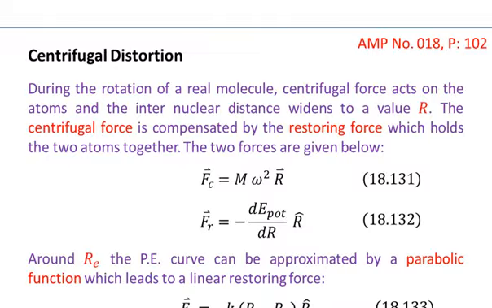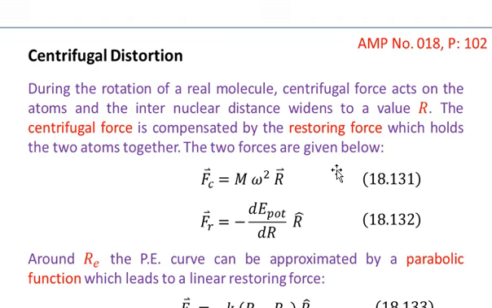Centrifugal distortion. Now we are going to include the centrifugal distortion and its effect during the rotation of a real molecule. Now you see that we are talking about the rotation of a molecule. Before that we have ignored the rotation. During the rotation of a real molecule, centrifugal force acts on atoms, and the internuclear distance widens to a value r. The centrifugal force is compensated by the restoring force, which holds the two atoms together.